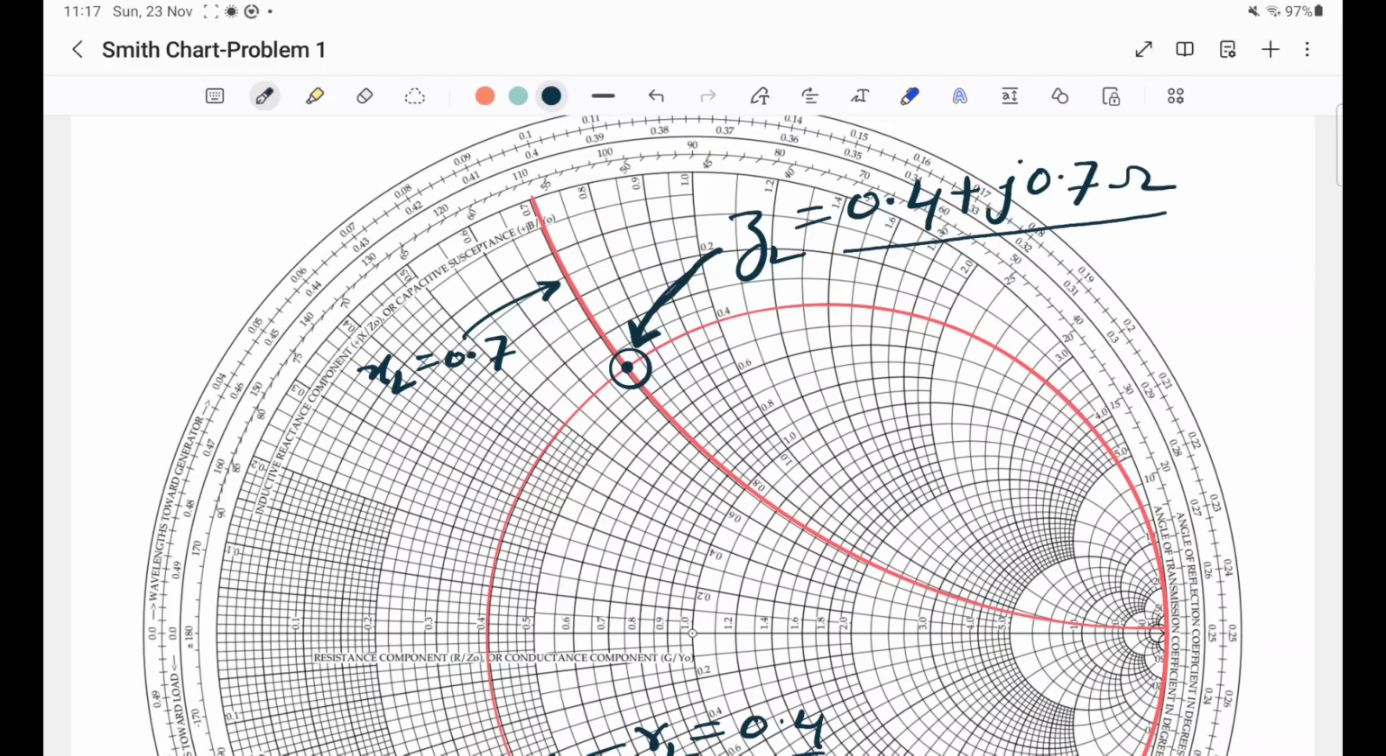Once you have found this point in the Smith chart, you can find the VSWR circle and the angle of the reflection coefficient as well as the magnitude of the reflection coefficient. Now let us see how we can do that.